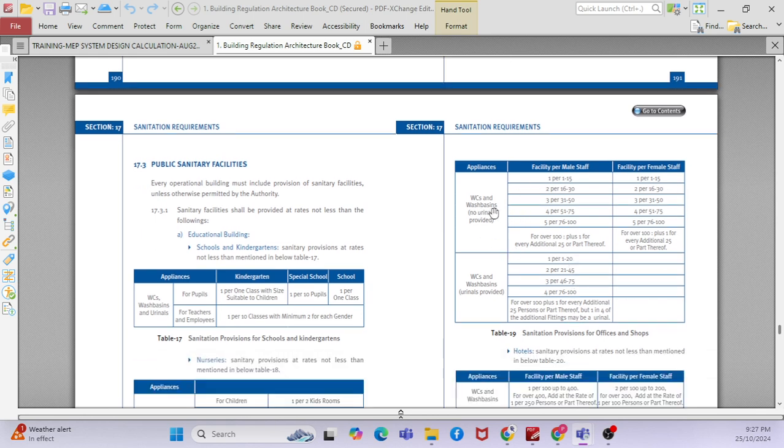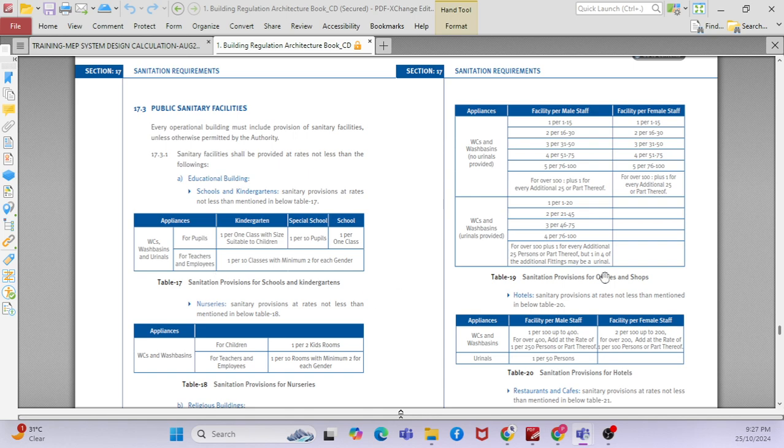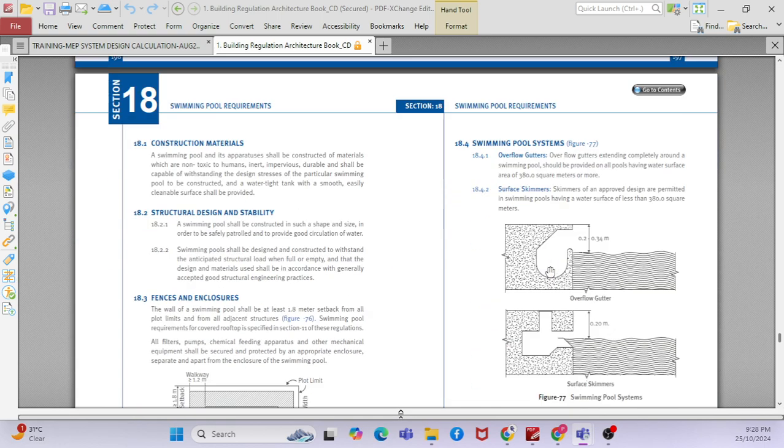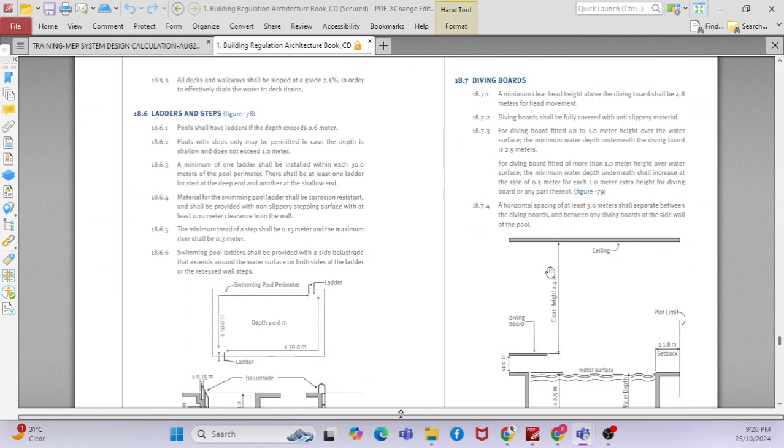How many WCs you have to provide per 1 to 15 people. If you have male staff, you have to provide 1 WC for every 15 male staff. For every 15 female staff, you have to provide 1 WC, 1 wash basin, right? So this is a requirement. If you go to any villa project or any other projects, you should understand that the number of toilets required depends upon the application. Okay, so here it is given. And if you go to swimming pool requirement, what are the requirements here?